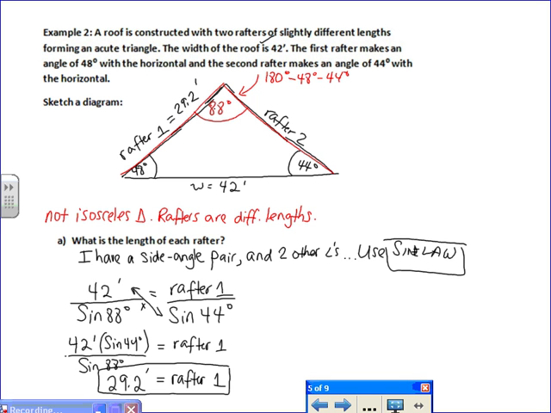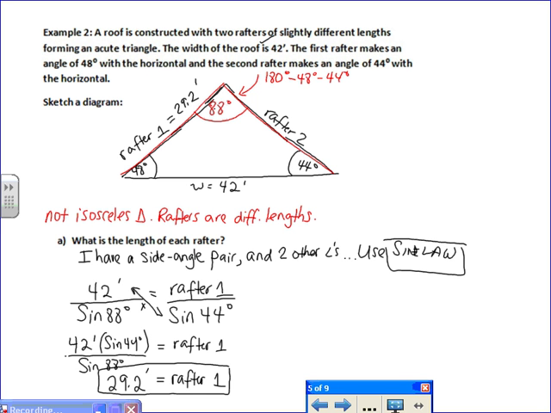Finally, the other rafter is rafter 2, and again, I could use sine law. That's a really easy one to use, and that would allow me to solve. At this point, I do have a side-angle-side relationship, so I have a choice now. For the second rafter, I could use cosine law or I could use sine law. Let's go ahead and solve for that.